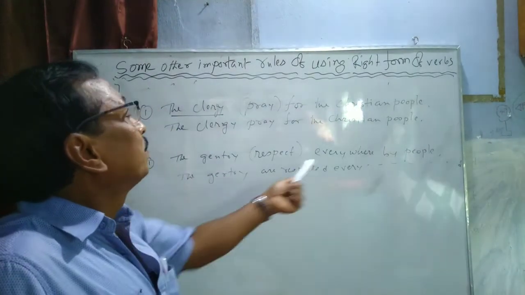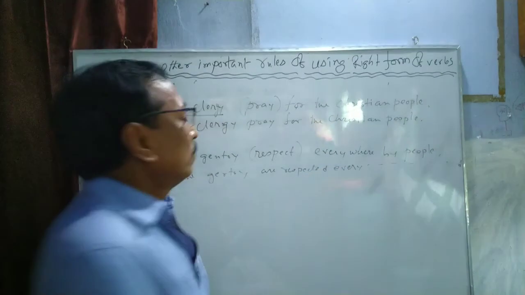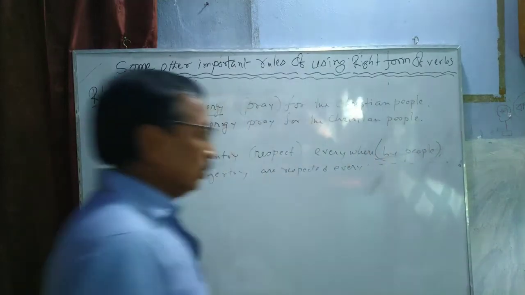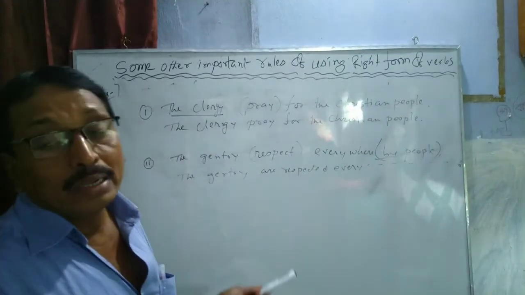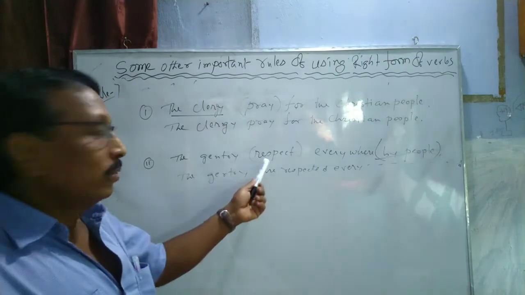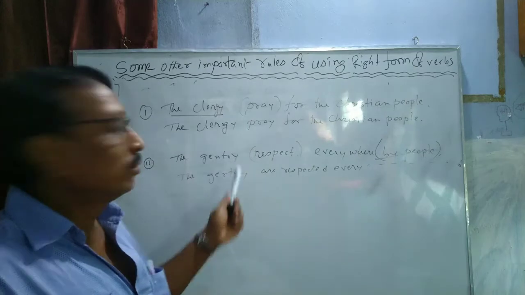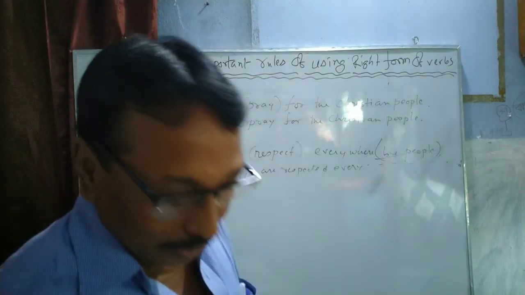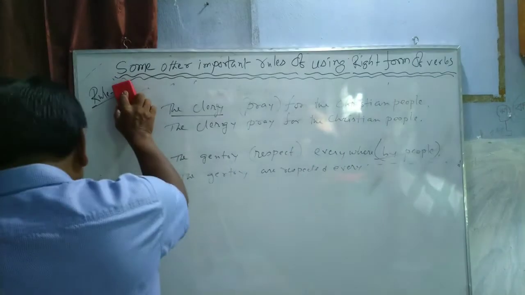The gentry respect everywhere by people. At last, I have used by people. I could not use it, I might omit this term. But the gentry respect everywhere. You know, the subject cannot perform the verb, so it is in the passive voice. So we have used the gentry are respected everywhere. Now, number 8.